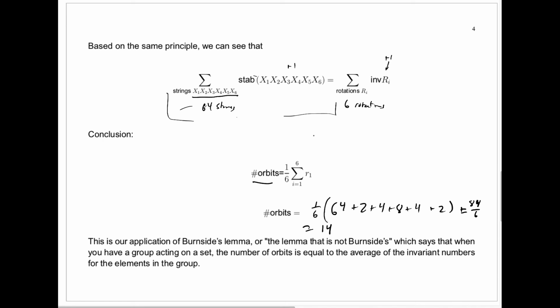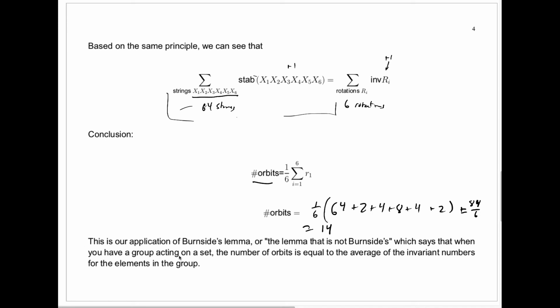Now, this principle that the number of orbits is 1/6 the sum of the invariant numbers, and here, the importance of this 1/6 is that 6 is the size of our rotation group, the number of rotations, is that this is a special case, a special application of Burnside's lemma. This was pointed out by Sarah in our discussion section. Burnside's lemma applies anytime you have a symmetry group or some group acting on some set. Here we have a group of rotations acting on this set of strings.